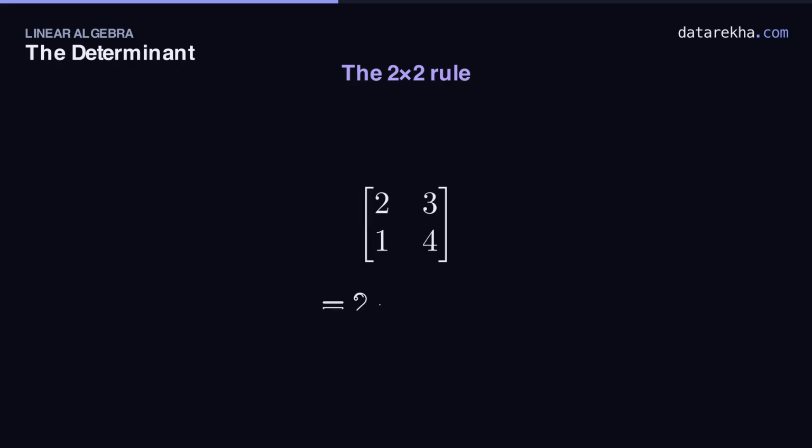One quick number. 2 times 4 is 8, 3 times 1 is 3, and 8 minus 3 is 5. The determinant is 5. So this matrix multiplies areas by 5.